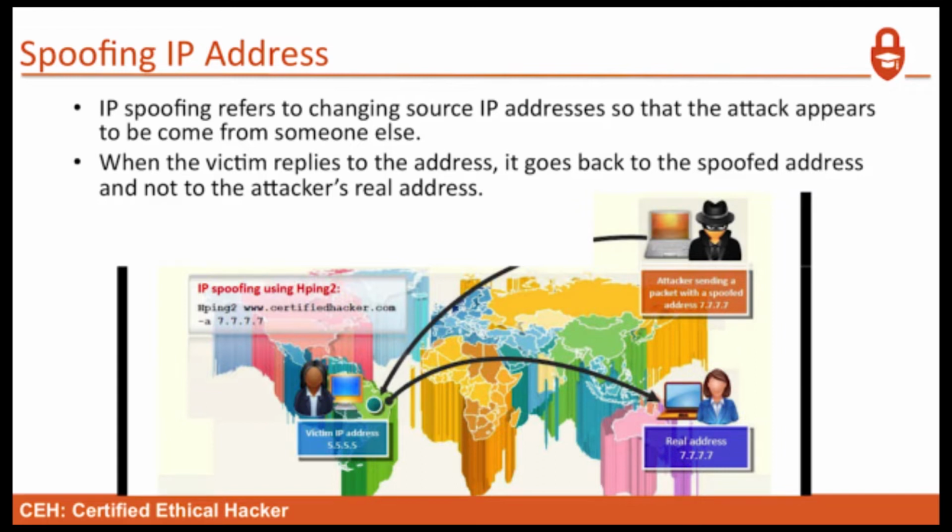So IP spoofing using hping2. You'll see a lab on this. hping2 www.something.com -a 7.7.7.7. Now you would be able to complete a three-way handshake and open a successful TCP connection with a spoofed IP address.